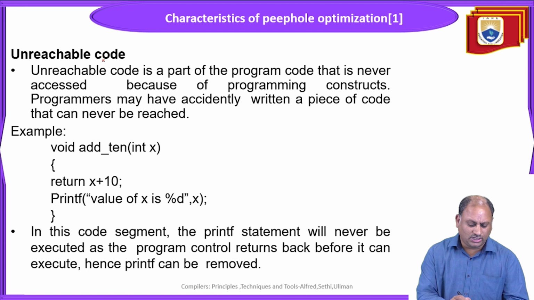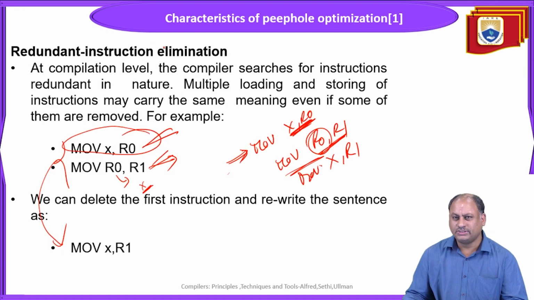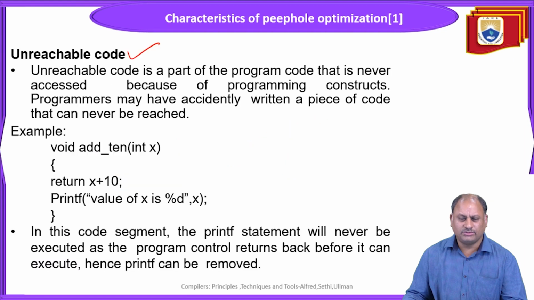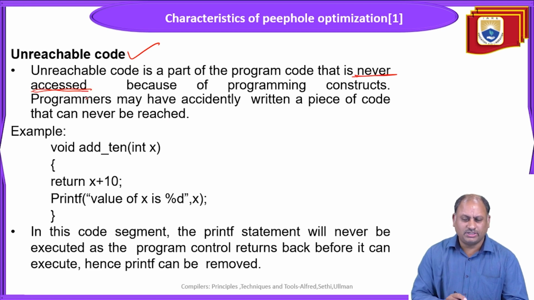Another important one is unreachable code. We have seen redundant instruction elimination, flow of control optimization, algebraic simplification, and use of machine idioms. So what is unreachable code? Unreachable code is a part of the program code that is never accessed. That means it is available inside the code, but it is never executed because of the programming constructs which are written.